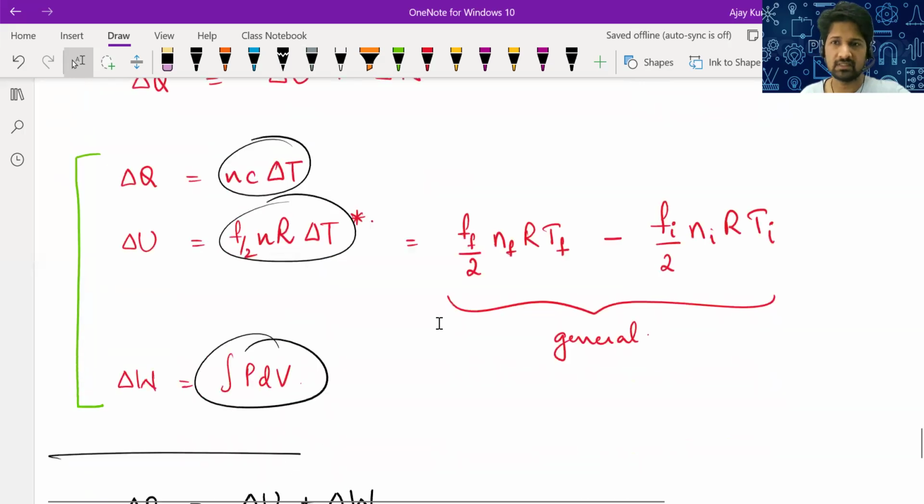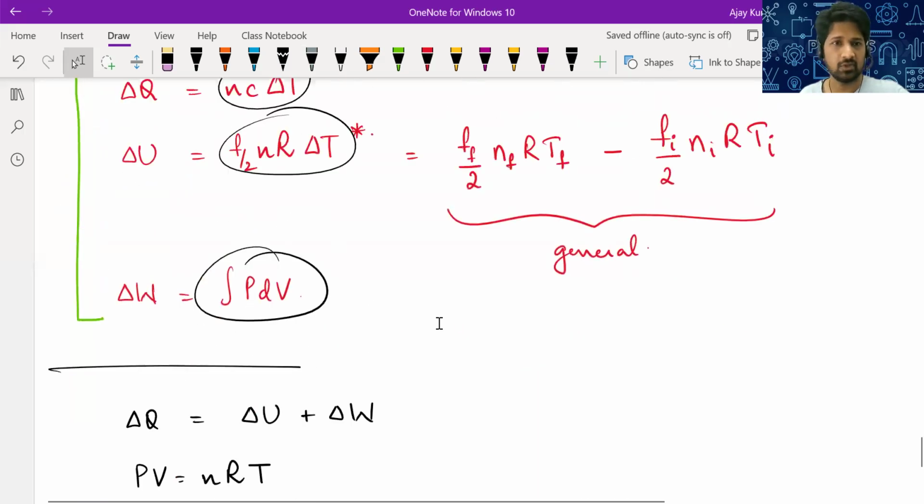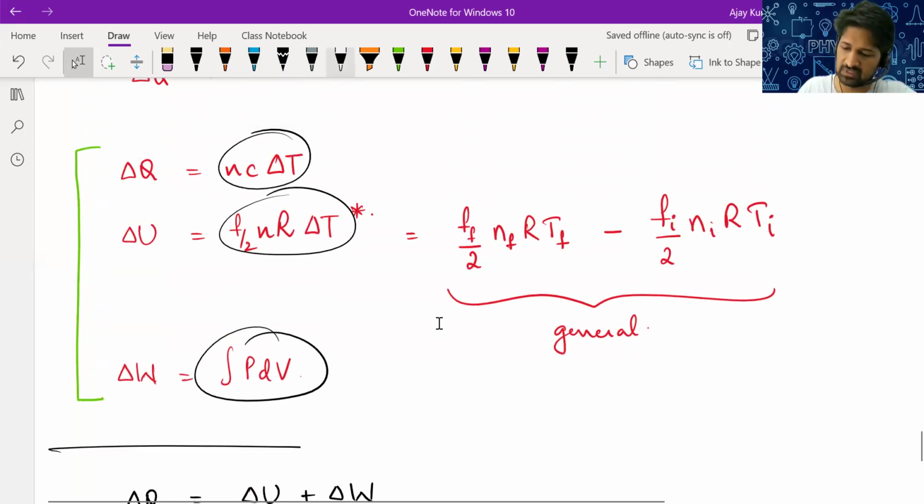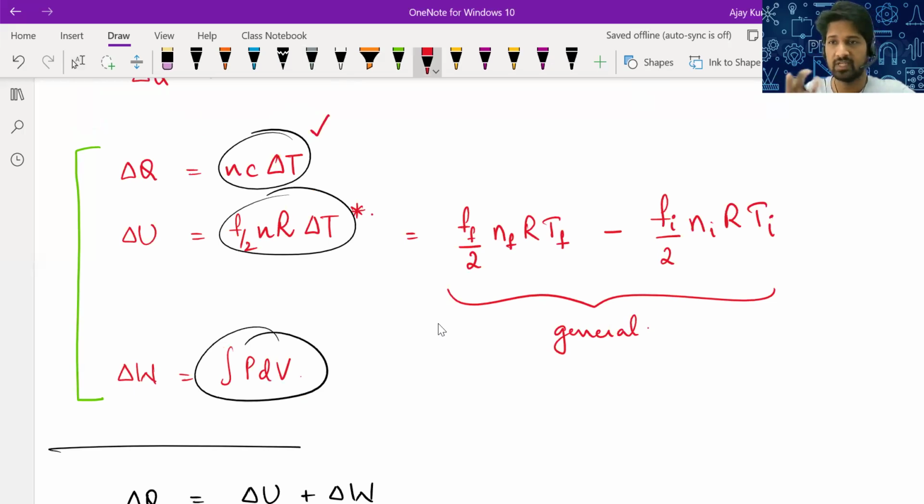See, as I said, these are the only equations we'll be using in entire thermodynamics. Delta Q is n C delta T. Fine. n is number of moles, C is molar specific heat, delta T is the temperature change. Delta U is f by 2 nR delta T, provided number of moles and degrees of freedom does not change. Actually, U, internal energy, is f by 2 nRT, where f is degrees of freedom, n is number of moles, T is absolute temperature. And delta U will be f by 2 nR delta T. That's the basic formula for change in internal energy.